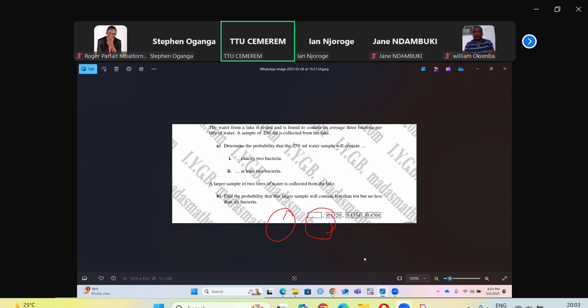We need to rescale the rate to this new quantity. What will be the rate for 250 ml? 3 divided by 4. It will be 3 divided by 4 because 3 bacteria is equal to 1 liter. Sorry, 1 liter is equal to 3. Therefore, 0.25 will be equal to, is that okay? Yes.